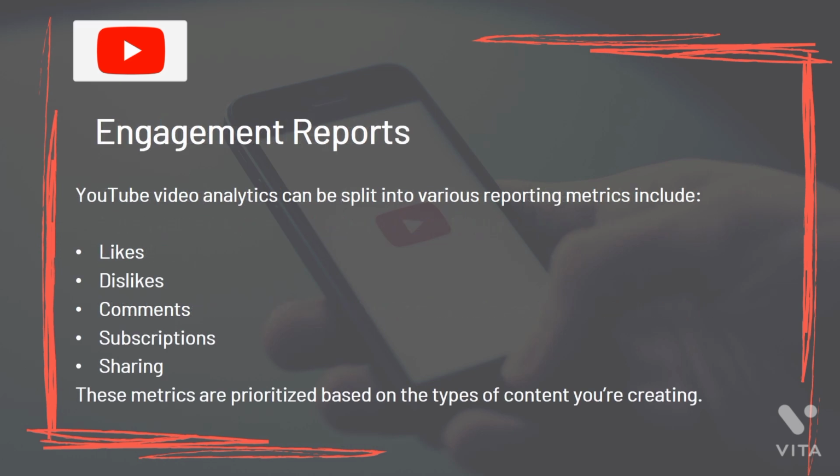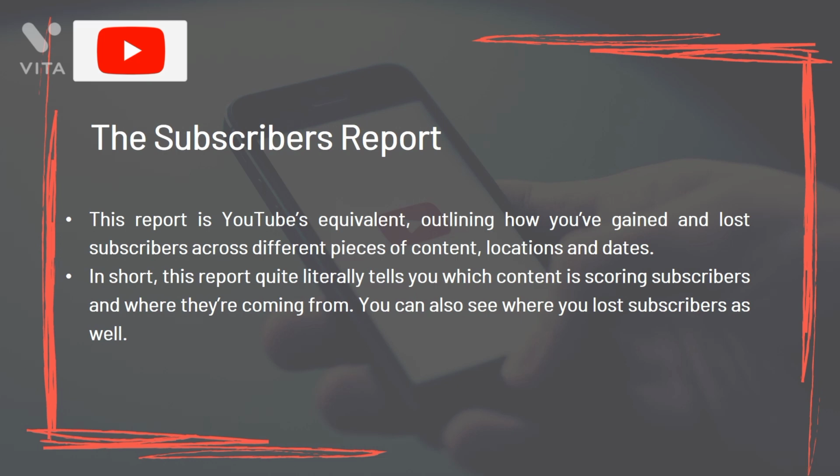Engagement Reports. YouTube video analytics can be split into various reporting metrics, including likes, dislikes, comments, subscriptions, sharing. These metrics are prioritized based on the types of content you're creating. The Subscribers Report. This report outlines how you've gained and lost subscribers across different pieces of content, locations, and dates. In short, this report quite literally tells you which content is scoring subscribers and where they're coming from. You can also see where you lost subscribers as well.